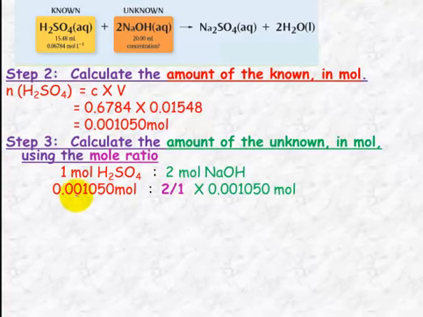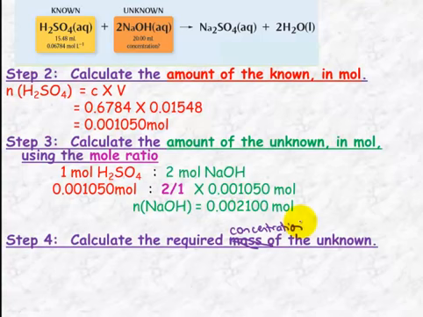Therefore, 0.01050 mole will react with the mole ratio, which is 2 times the amount. And that makes sense. One of those will react with 2 times the amount of sodium hydroxide. So the number of mole of sodium hydroxide equals 0.021 mole.